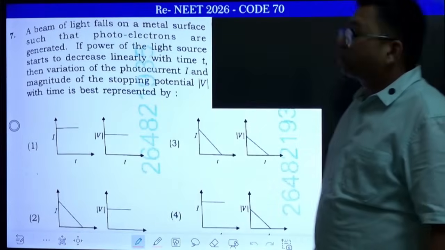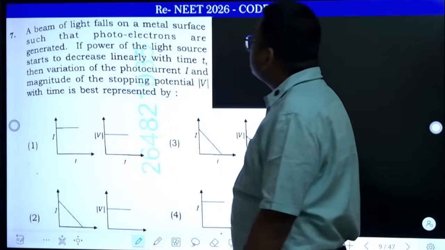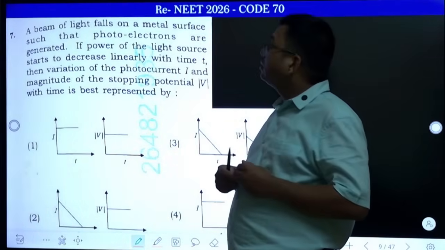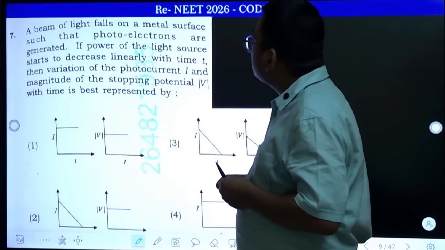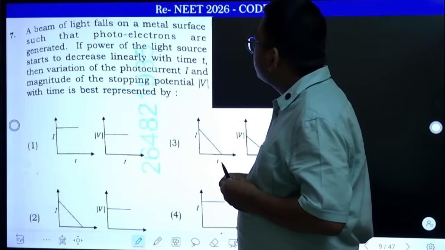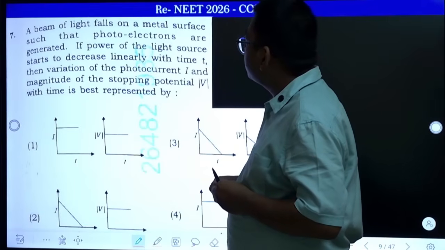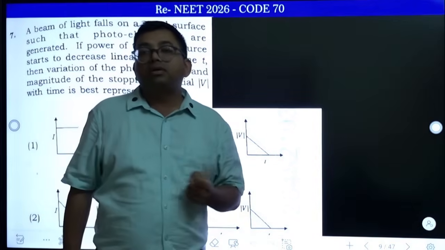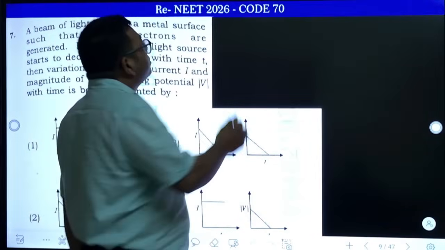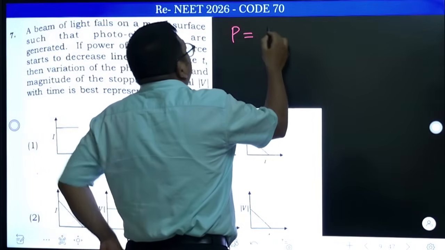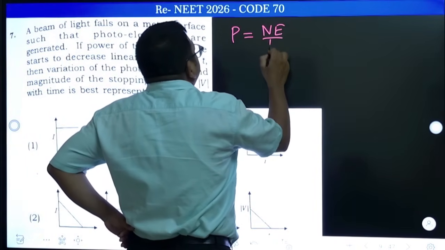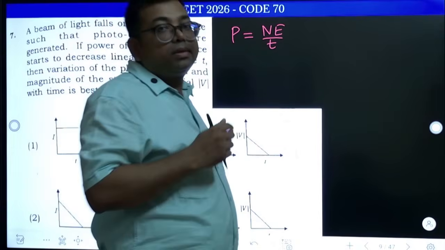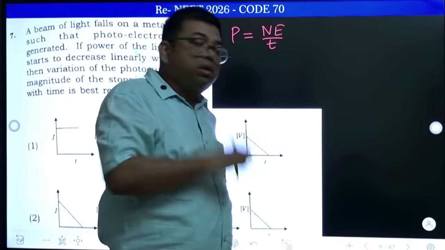Okay. Question number 7. A beam of light falls on a metal surface such that photoelectrons are generated. That means it's a question of the photoelectric effect. If the power of the light source starts to decrease linearly with time, then the variation of photocurrent and magnitude of stopping voltage with time is best. So first of all, the question is very simple: in a photoelectric effect, power is decreasing linearly. So power is what? Power is N into E by T, right? Total energy by time. That's what power is.